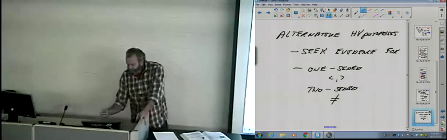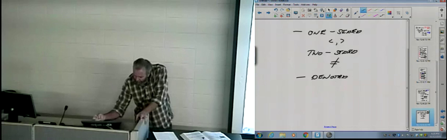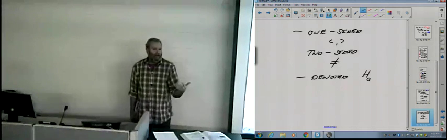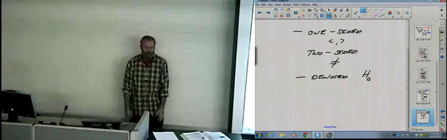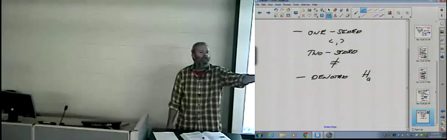And then, finally, it's denoted by a capital H subscripted with a little a. And I read that H sub a. That's your alternative. This is what you're seeking evidence for. It's the alternative to what the null says.